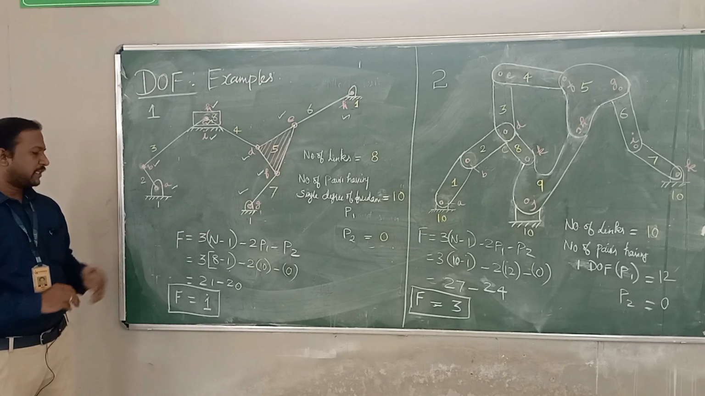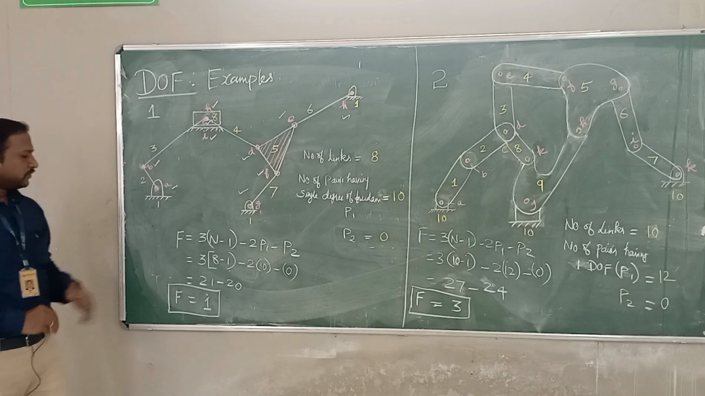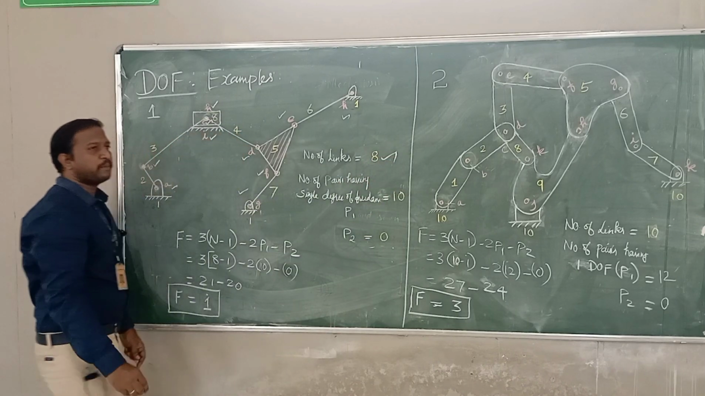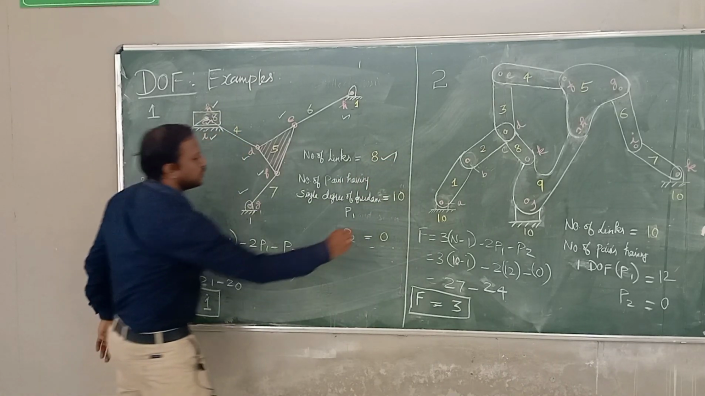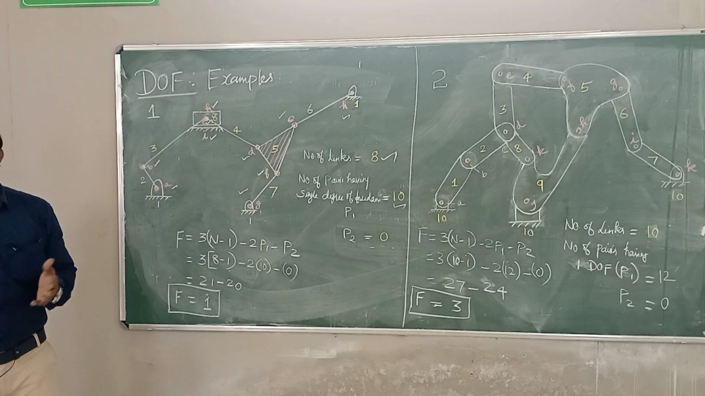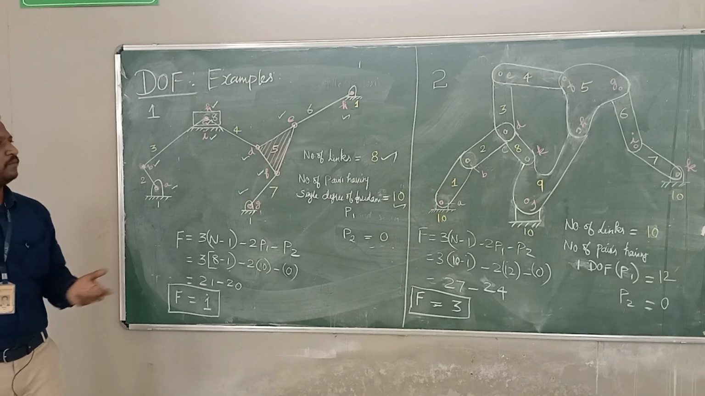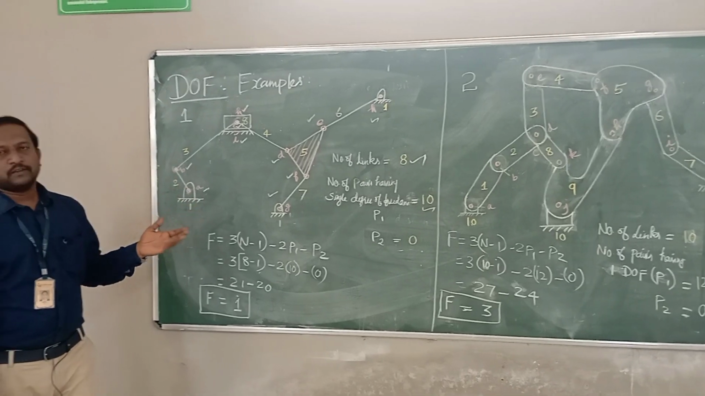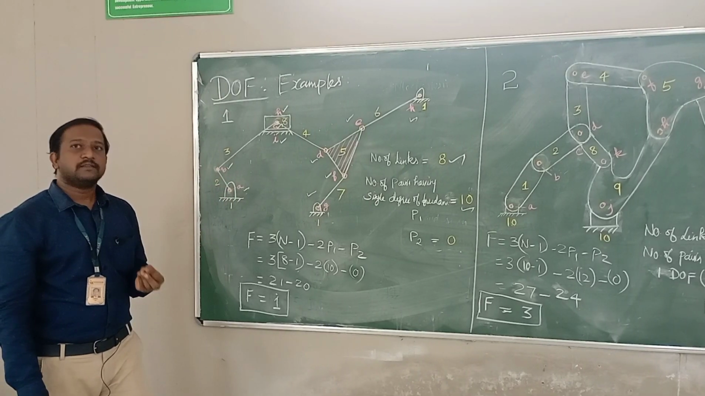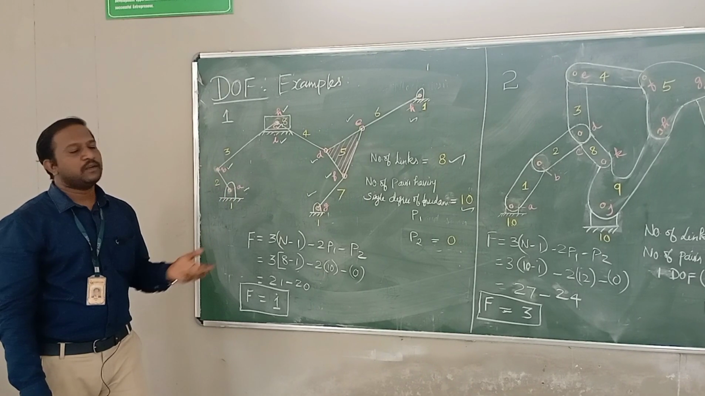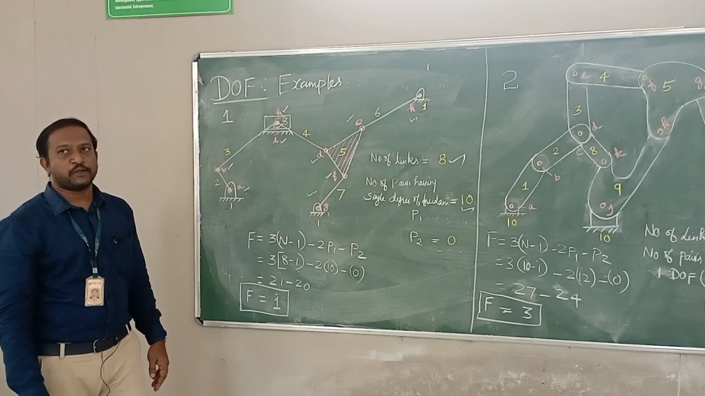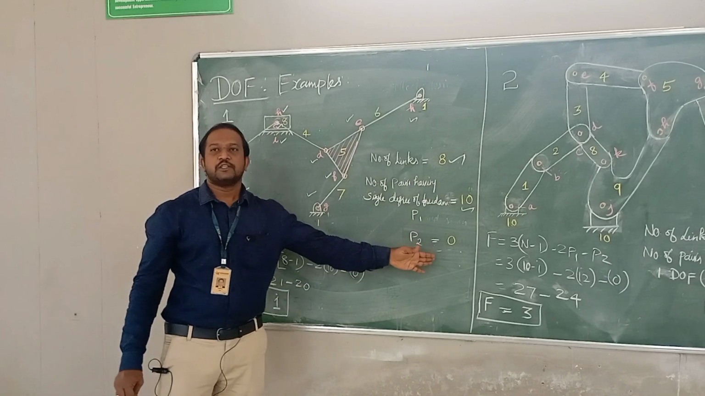Now we're going to use this expression to find the degree of freedom here. The number of links we have is 8, and the number of pairs having a single degree of freedom is 10, and we're looking for P2. Do you know what is meant by P2? The number of pairs which have 2 degrees of freedom. All the turning pairs possess only a single degree of freedom, and we also have a sliding pair, which also possesses a single degree of freedom. So in this mechanism there is no possibility of pairs having 2 degrees of freedom. Because of that I use 0 here.